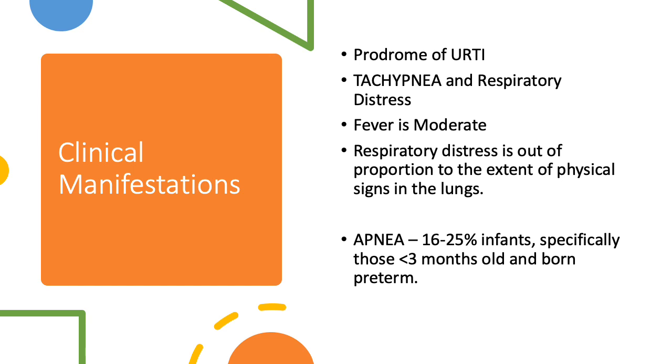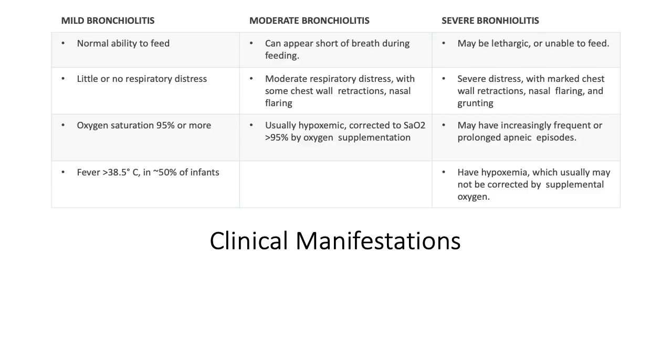Now, how do we classify the clinical manifestations of bronchiolitis according to its severity? Bronchiolitis can be classified into mild, moderate and severe bronchiolitis based upon the child's ability to feed, respiratory distress and percentage saturation of hemoglobin as measured by pulse oximeter. So, in mild bronchiolitis, the child is able to feed normally, there is little or no respiratory distress and oxygen saturation is more than 95%. Fever may be present of moderate grade in 50% of infants.